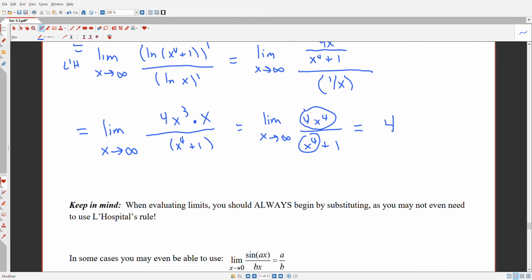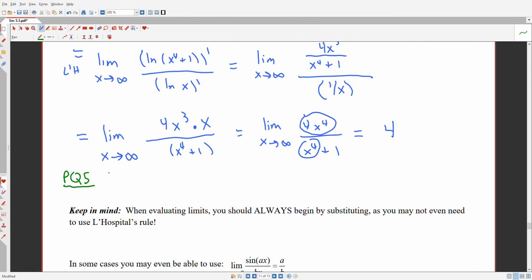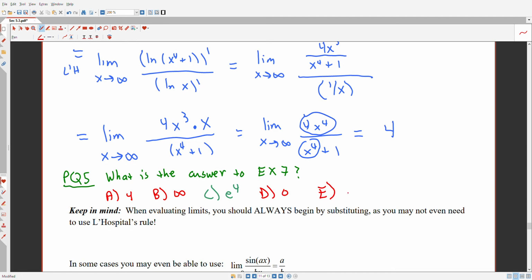Alright, so popper 5, my last popper here. Popper question 5. This is example 7. What is the answer to example 7? Is it, as I just stopped up above, A, 4? Is it B, actually was it somehow infinity? Is it C, e to the fourth? Is it D, 0? Or is it E, none of the above?